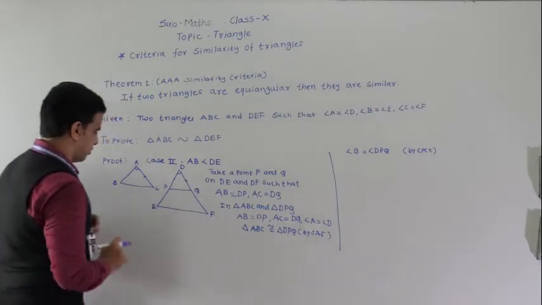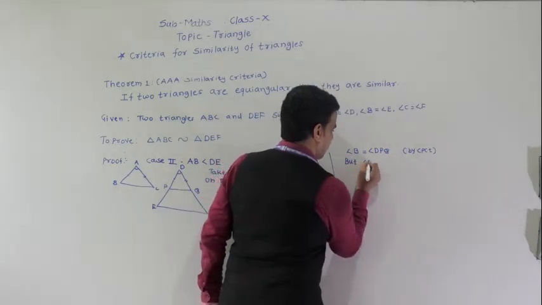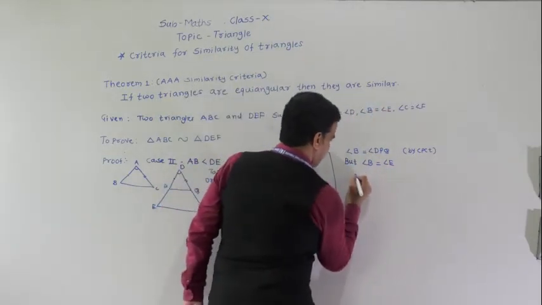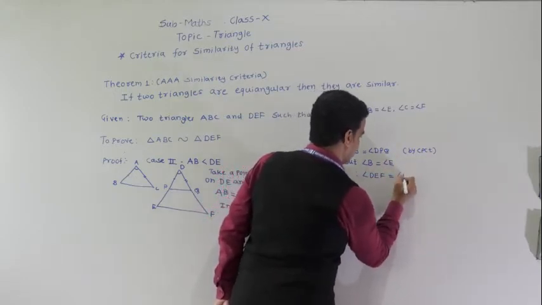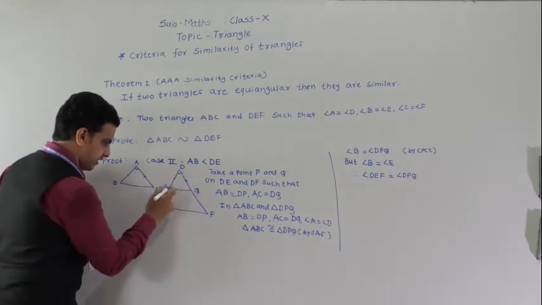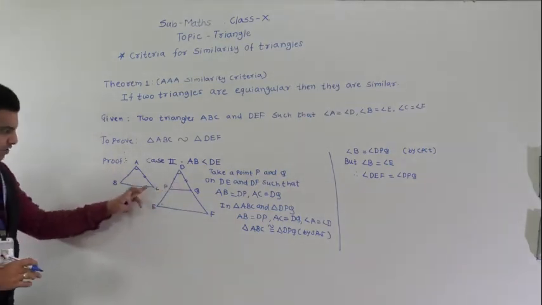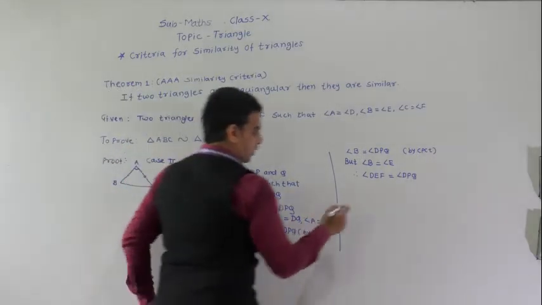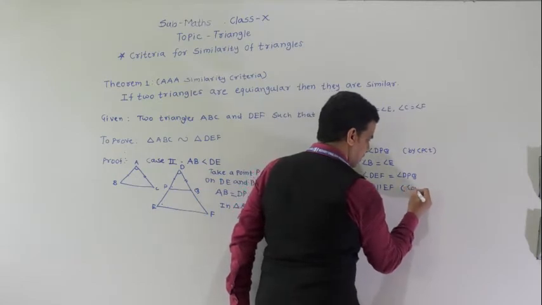Okay, but here we know that angle B is equal to angle E also, because it is given. So we can write here angle E, that is angle DEF, is equal to angle DPQ. So see here, angle DPQ is equal to angle DEF, means these two angles are equal. If these two angles are equal, these two angles make a pair of corresponding angles, and if corresponding angles are equal, lines are parallel. So here we can say that PQ is parallel to EF, since corresponding angles are equal.